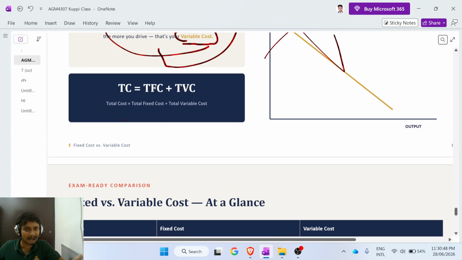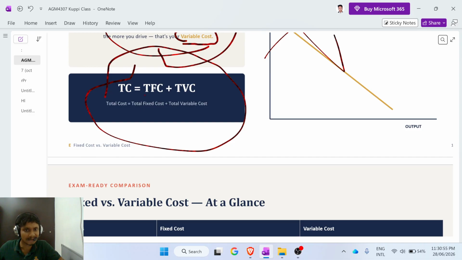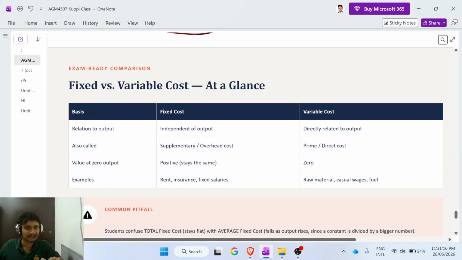Total cost means, please refer to this equation. Total cost is equal to total fixed cost plus total variable cost. Total fixed cost, for example, insurance, loan, interest, like that. Plus total variable cost according to our output: fuel cost, flour cost, gas cost, like that. That is the total cost. It is very simple.